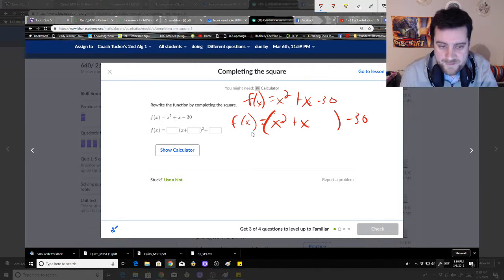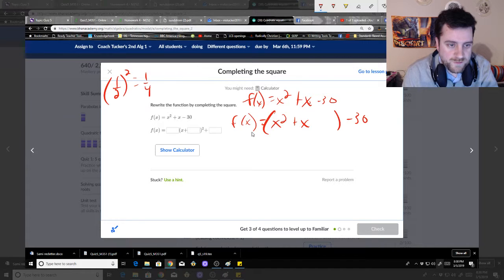So we're going to take half of the first number, or half of b, which is 1. So we're taking a half, literally, and squaring it to make 1/4. So we're going to add 1/4 in here, and we're going to subtract 1/4 out there. So now, this is a perfect square trinomial. It's why we did this whole thing.